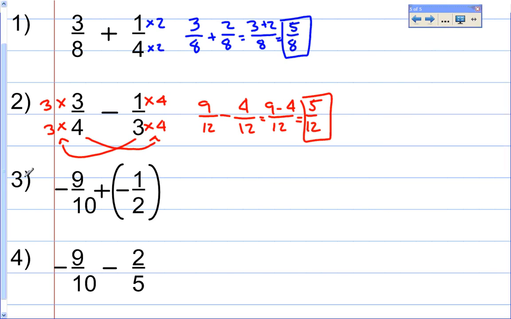Let's look at number 3, 10 and 2. Can I multiply something times 2 to make it 10? Yeah, I can multiply it times 5.